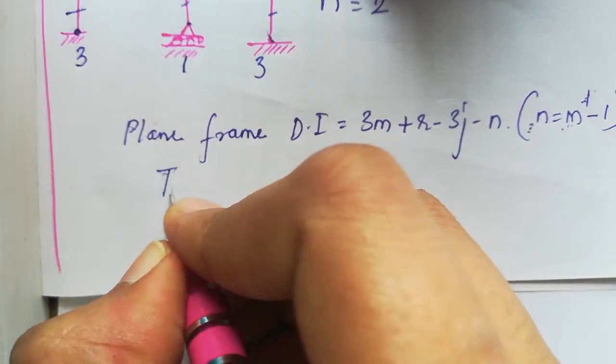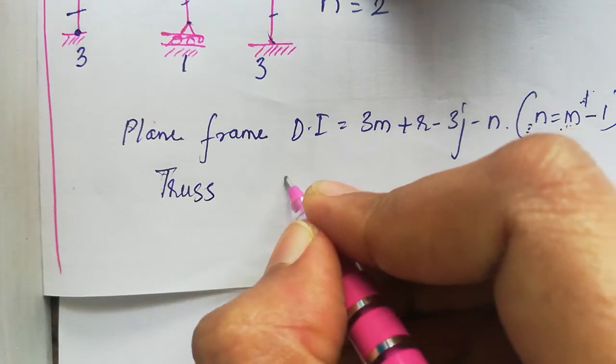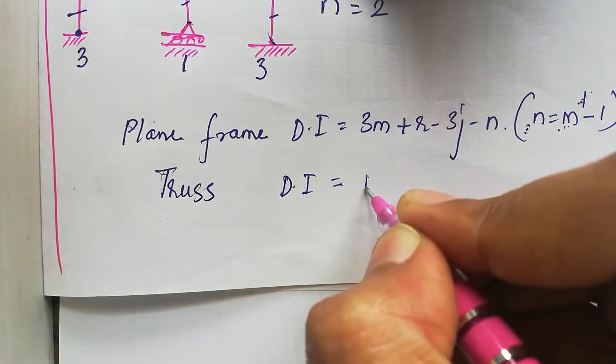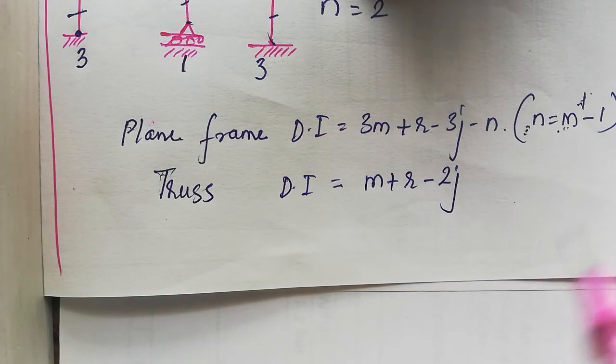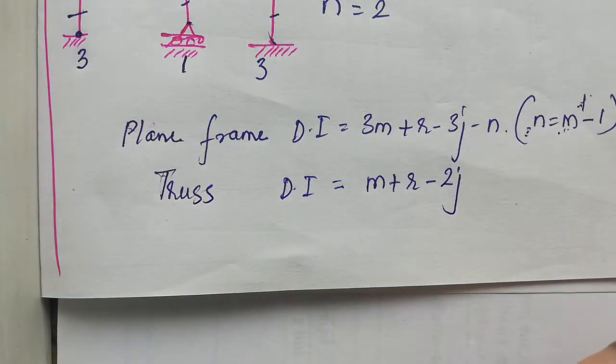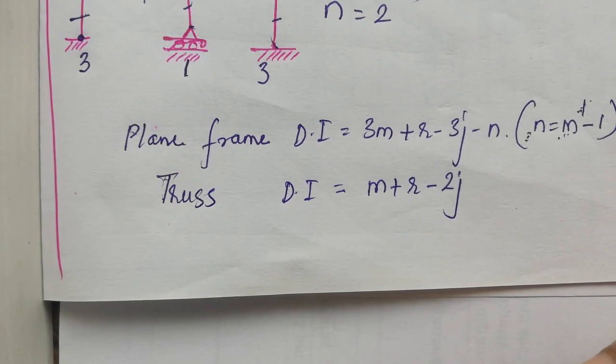Next, for a plane truss, degree of indeterminacy is how much? Degree of indeterminacy is calculated by m plus r minus 2j.